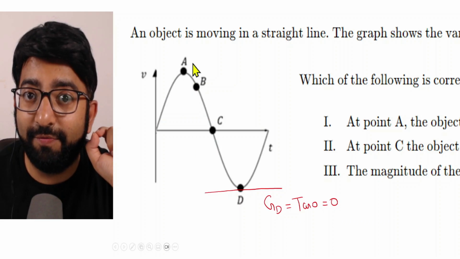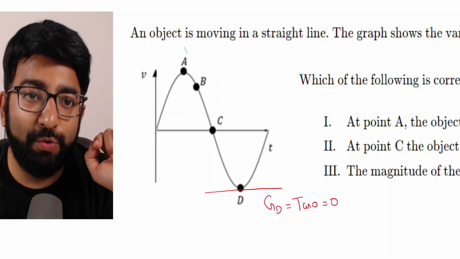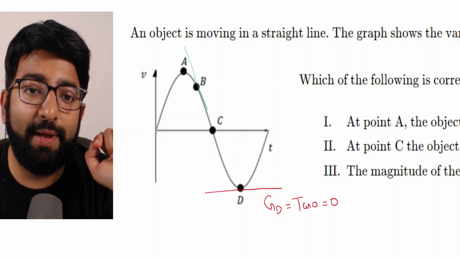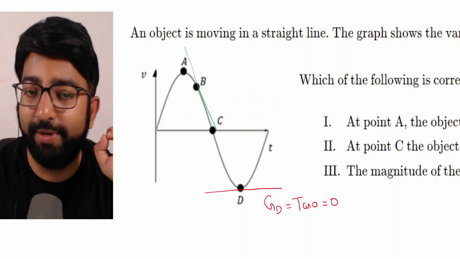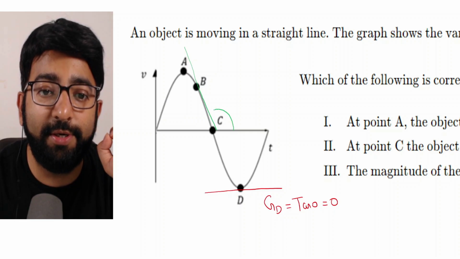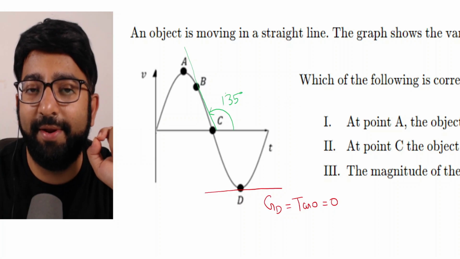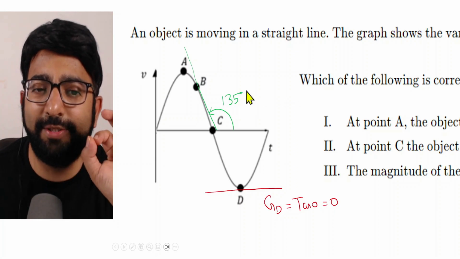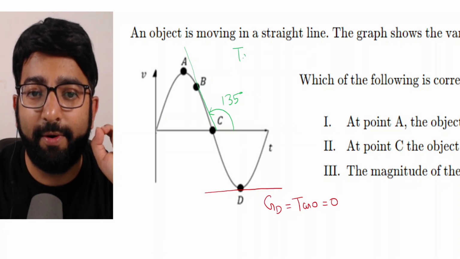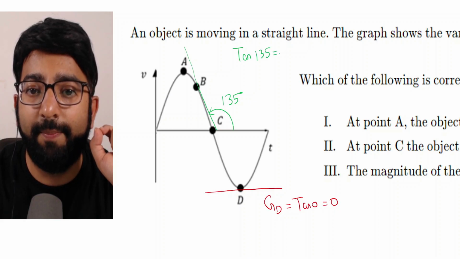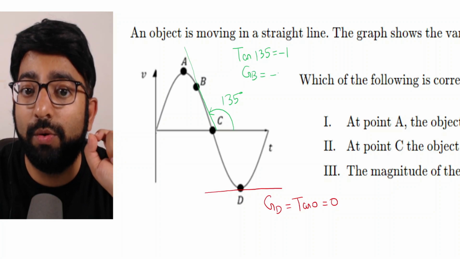Now, let's figure out the gradient of the graph at the point B. Step number one, let's draw a tangent at the point B. The tangent will look something like this. I have just drawn a rough diagram. So this is step number one. Step number two is to identify the angle which this tangent is making with the x-axis. This angle is close to 135 degrees. 135 degrees is 90 plus 45. So approximately I have taken 135 degrees, and tan 135 will be negative 1, which means the gradient of the graph at the point B is equal to negative 1.